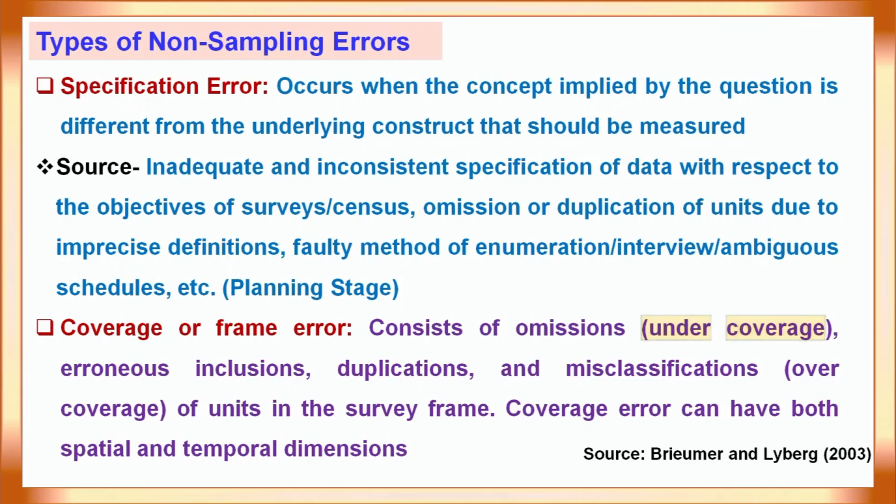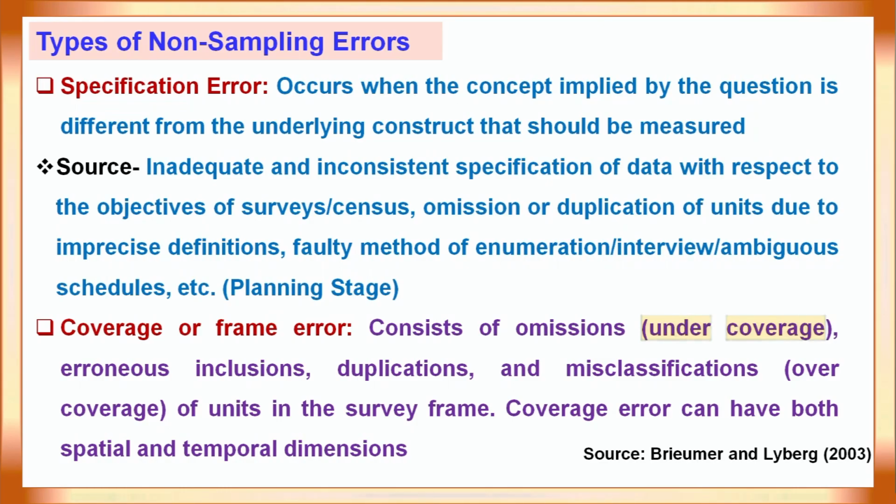Mostly, the inadequate and inconsistent specification of the data with respect to the objective of the survey or census, omission or duplication of the units due to imprecise definition, faulty method of enumeration, interview, ambiguous schedule question or questionnaire question, are basically the reasons for this type of non-sampling error. Most of this problem happens at the planning stage of the sampling process.